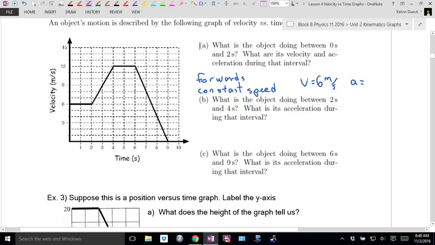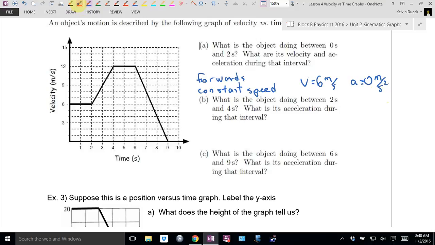What's its acceleration? 0. How do you know? Because what's the slope of that little chunk of line? 0. Also, the very definition of constant speed means your acceleration is 0, but I can see it from the picture, too. Now you know why I put the units, just so that I know that that's the acceleration and not the velocity. We've got more than one number.